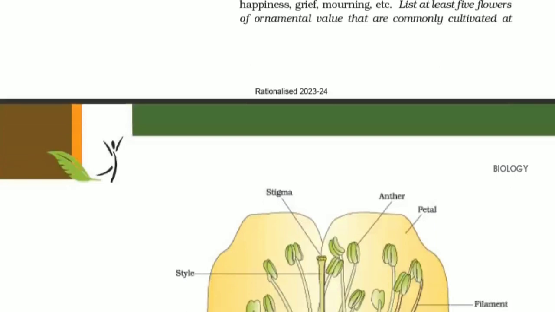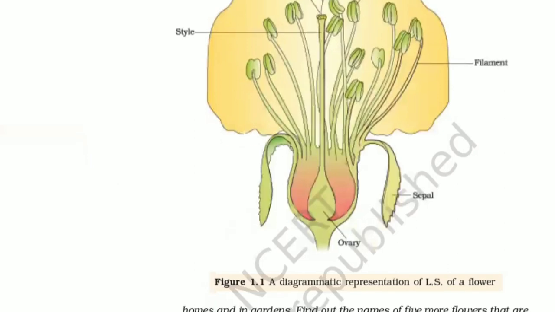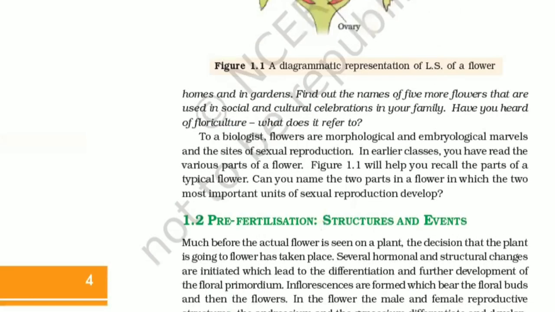List at least 5 flowers of ornamental value that are commonly cultivated at homes and in gardens. Find out the names of 5 more flowers that are used in social and cultural celebrations in your family. Have you heard of floriculture? What does it refer to?